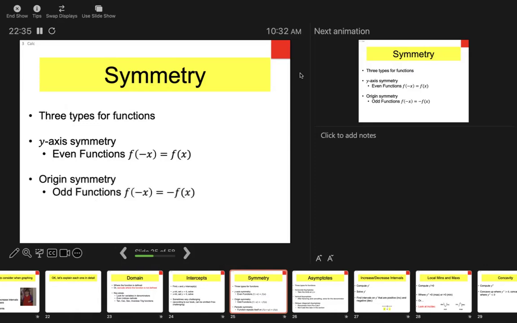For origin symmetry, that's when we throw negative x. And when we factor out a -1, it turns back into the original function. Remember doing that? You plug in negative x and then you factor out a -1, that's the negative f of x. If it turns back into a -1 times the original function, then it has origin symmetry. That means it's been rotated around the origin.